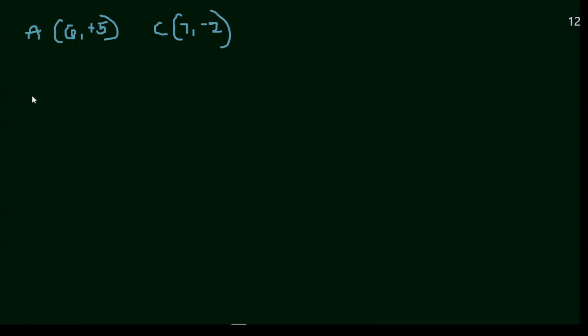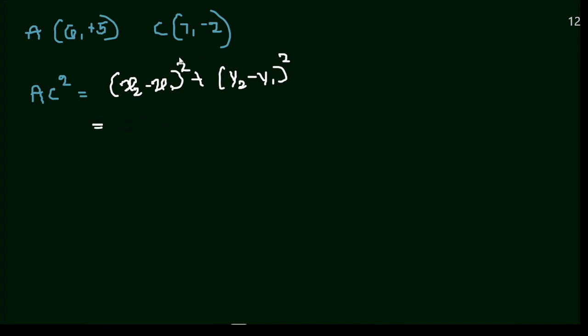Now it's time to find AC square. Okay, now what is the formula? X2 minus x1 whole square plus y2 minus y1 whole square, right? So here not square root, because we are finding AC square, right? So x2 minus x1 whole square plus y2 minus y1 whole square. So what is x2 here? This is 7 minus 1, that is 6, whole square, plus minus 2 minus 5 whole square, right?